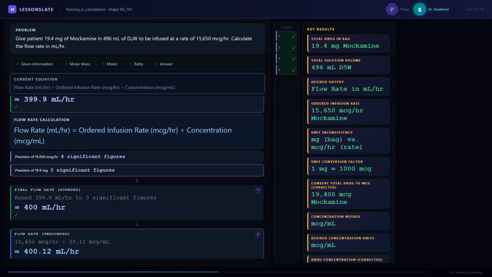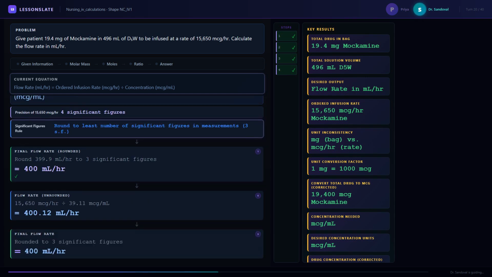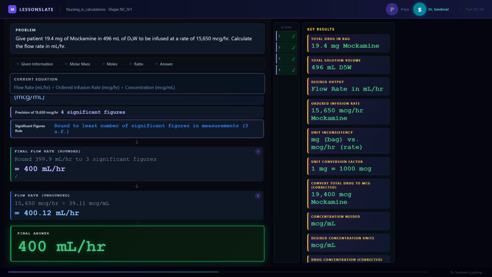That's exactly right, Priya. You correctly identified that our measured values, 19.4 milligrams and 496 milliliters, both have 3 significant figures. Therefore, our final answer should also be rounded to 3 significant figures. Rounding 399.9 milliliters per hour to 3 significant figures gives us 400 milliliters per hour. Congratulations, you've solved the problem.